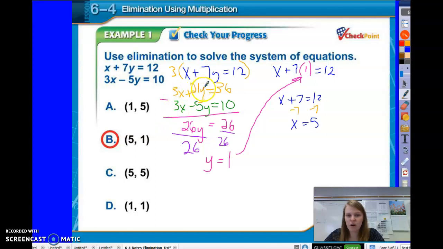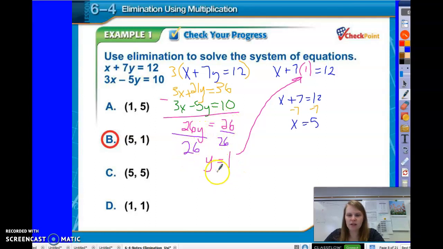So 21y minus negative 5y would mean 21 plus positive, right? Two negatives make a positive. So 21 plus positive 5 would give 26y. And then 36 minus 10 makes 26. Then I got y on a side by itself.